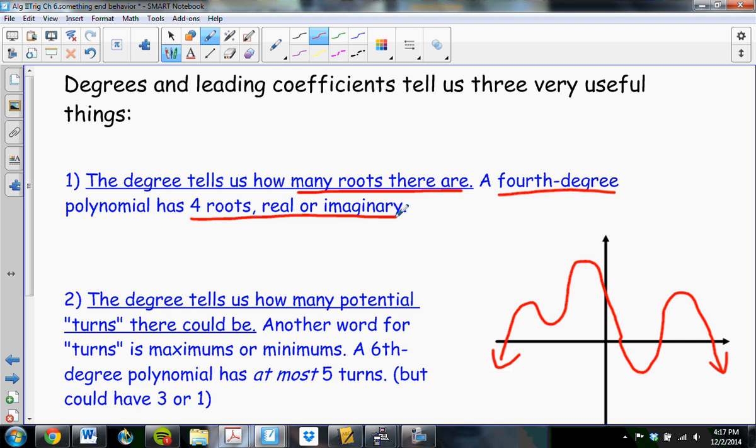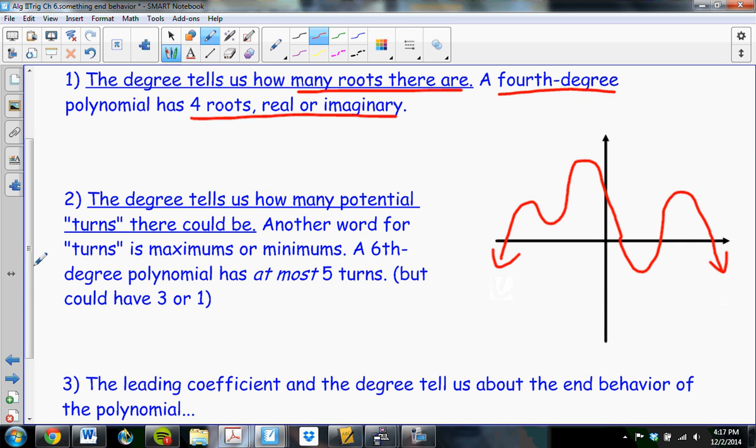A 6th degree polynomial would have 6 roots. A 35th degree polynomial would have 35 roots. The degree tells us how many potential turns there could be. The way we describe turns is also like a maximum or a minimum.